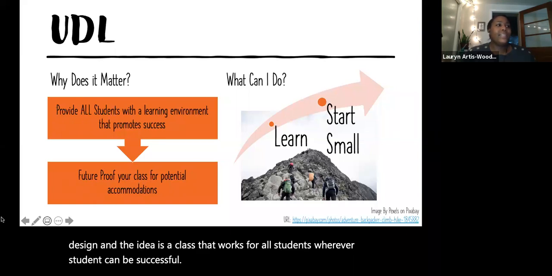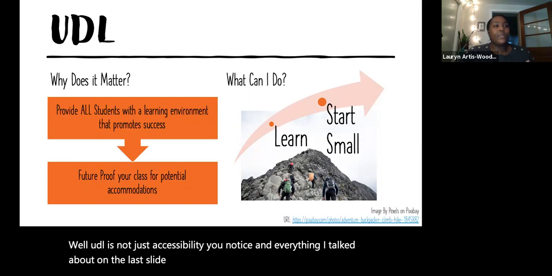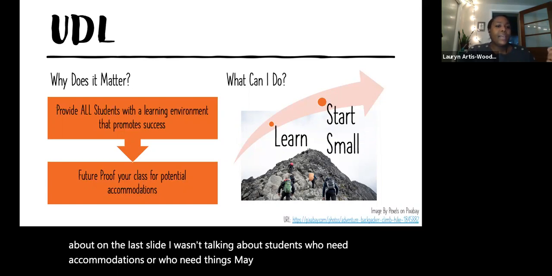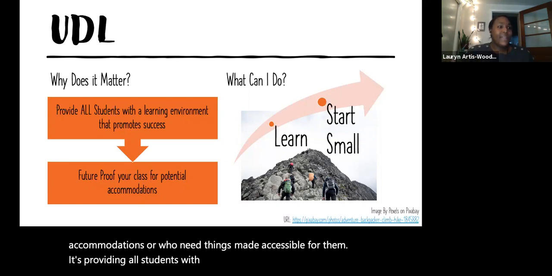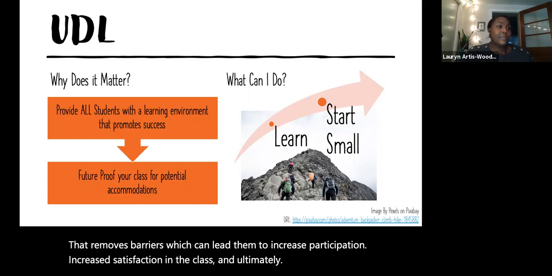So why does it matter? Well, UDL is not just accessibility. You notice in everything I talked about on the last slide, I wasn't talking about students who need accommodations or who need things made accessible for them. It's providing all students with a learning environment that's flexible, that removes barriers, which can lead to increased participation, increased satisfaction in the class, and ultimately better student success.